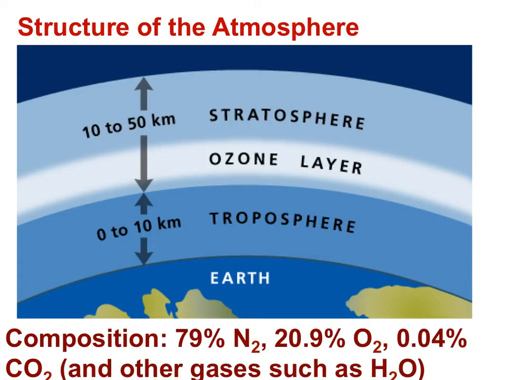The layer of the atmosphere closest to the Earth is known as the troposphere. The second layer is the stratosphere. The third and fourth layers, not shown here, are the mesosphere and thermosphere, respectively. This will be the last mention of the meso and thermospheres.